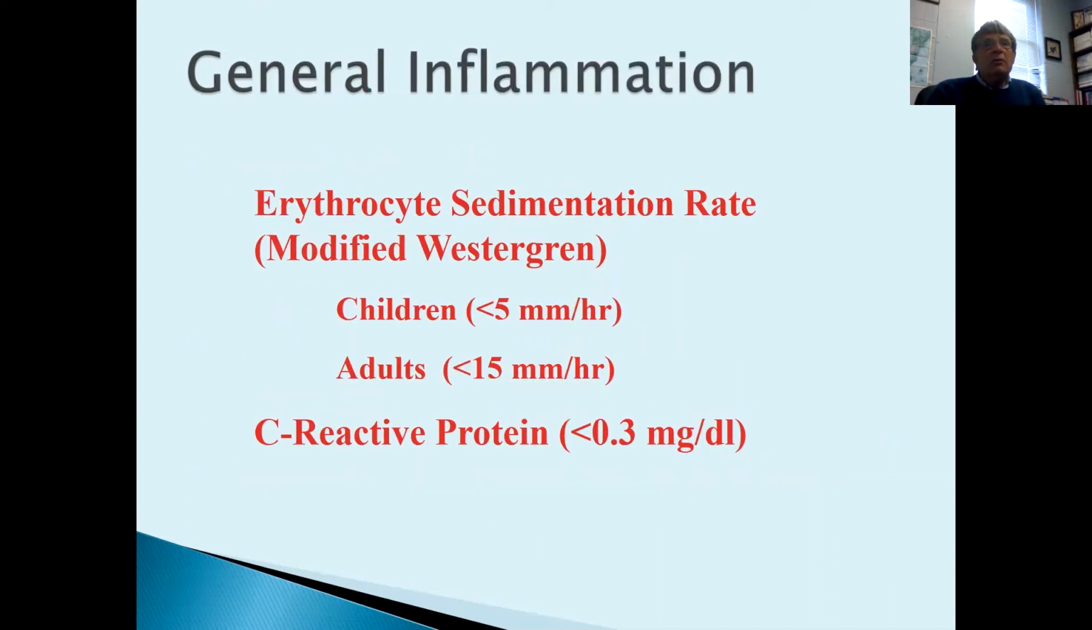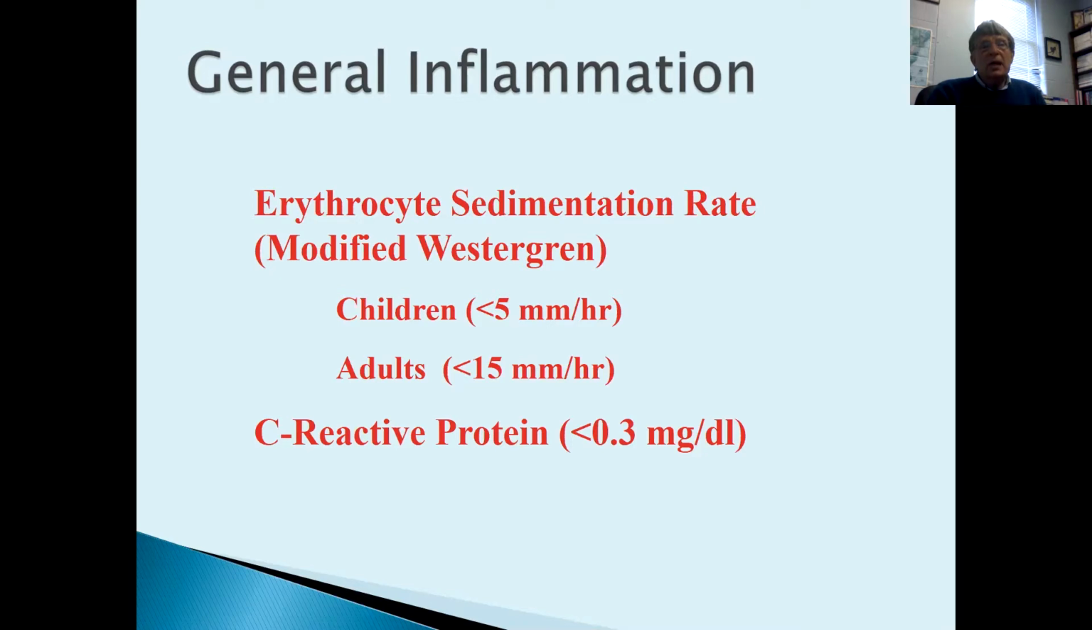General inflammation, we're going to evaluate for sedimentation rate and C-reactive protein. These will tell us if there is any kind of inflammatory response. Usually we see in patients with rheumatoid arthritis, lupus, elevated sedimentation rates. However, with the patients with scleroderma and dermatomyositis, these acute phase parameters may be normal.